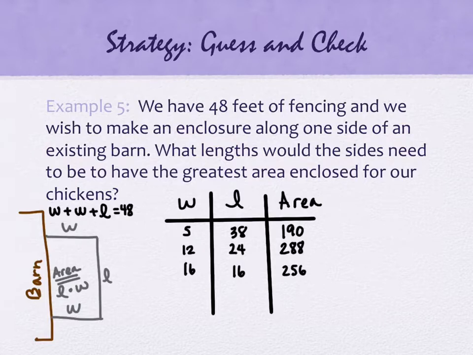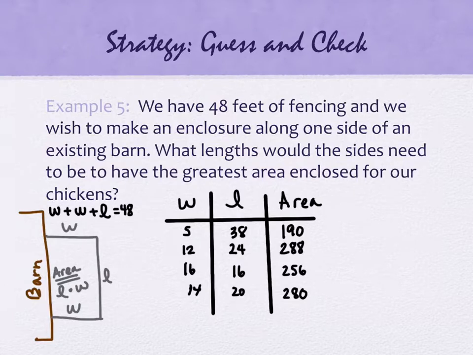14. Okay, 14 and 14 are what? 28, leaving me with 20. How much area does this enclosure have? 280 is right. So is that bigger or is it smaller than my other values? It's smaller than the 288.